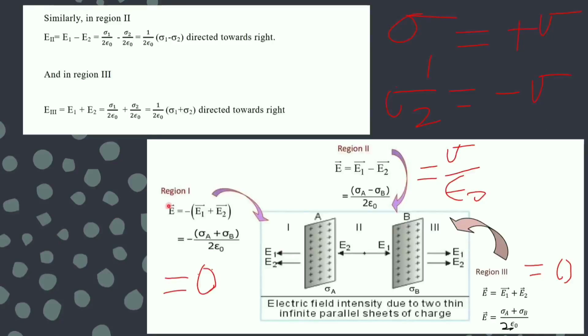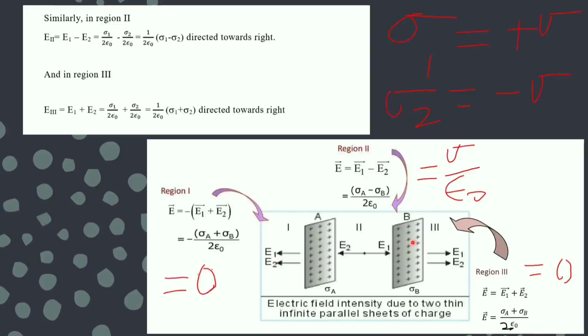So what will happen? This charge is positive, this charge is negative, so the direction of the electric field lines will be from positive to negative. And here, if sigma A equals plus sigma and this is minus of minus sigma, it means plus. So 2 sigma upon 2 epsilon naught, which is sigma upon epsilon naught. I will have this electric field.